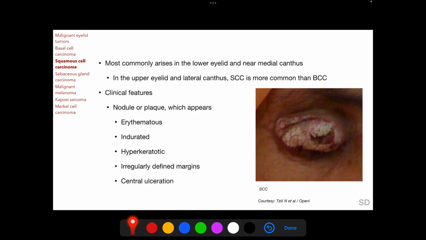Like basal cell carcinoma, in the periocular region, squamous cell carcinoma most commonly arises in the lower eyelid and near the medial canthus. However, in the upper eyelid and near the lateral canthal area, squamous cell carcinoma is more common than basal cell carcinoma. And clinically, squamous cell carcinoma appears as a nodule or plaque which appears erythematous, indurated, and hyperkeratotic, having irregularly defined margins with or without central ulceration.